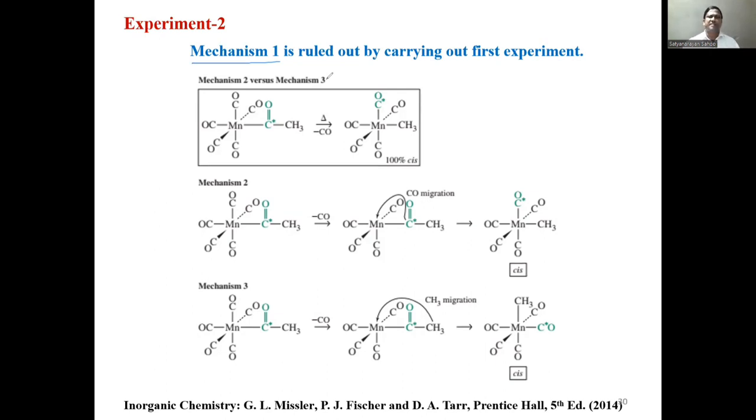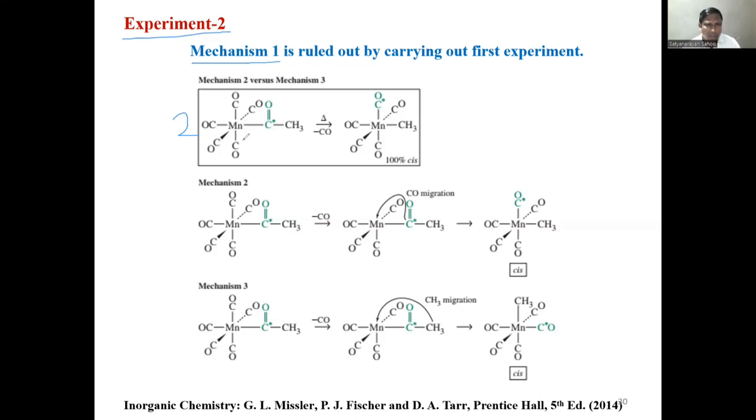Now we have to see whether mechanism 2 or 3 is right. Here we are discussing experiment 2. What is the second experiment? When the labeled CO is in the SL group and you heat, there is a decarbonylation reaction. By this we get the product in which this is completely cis. Now we'll see mechanism 2, which is CO migration, and mechanism 3, which is alkyl migration.